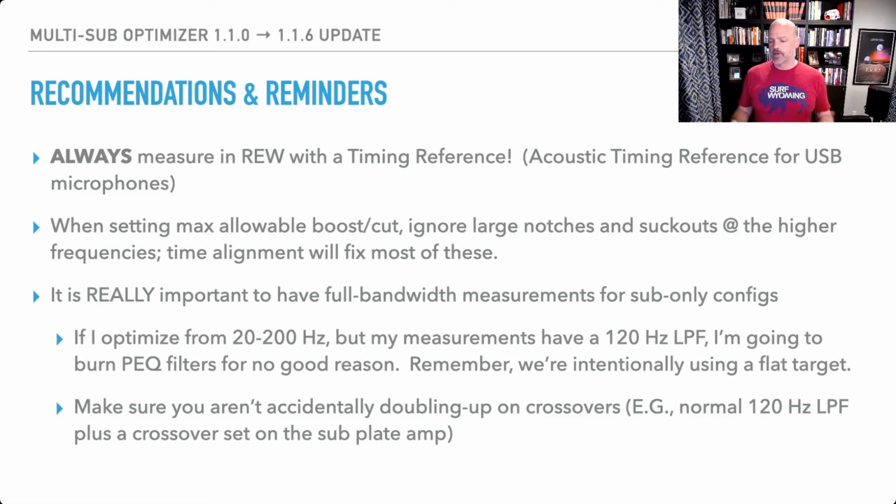So we'll wrap up with some recommendations and reminders on a few things. We still see it all the time when people are asking for help: always use a timing reference when you take your measurements in Room EQ Wizard. For those of you using the most common USB mics, that's going to be the acoustic timing reference. Once you set it once, you don't have to worry about it. It'll stick between runs and opens and closes of Room EQ Wizard. It's a hard requirement. You can't get good results without it.